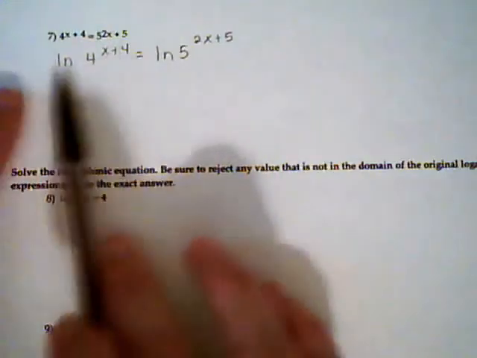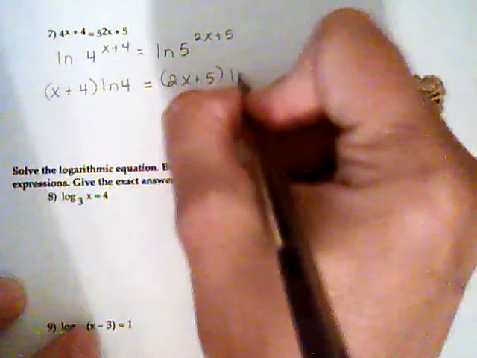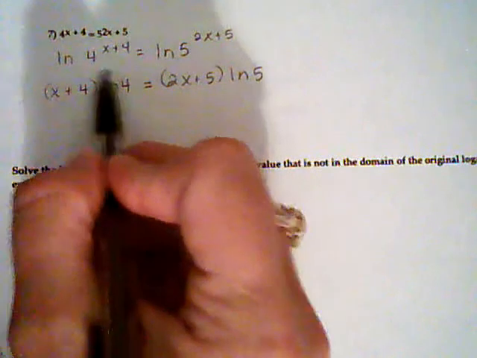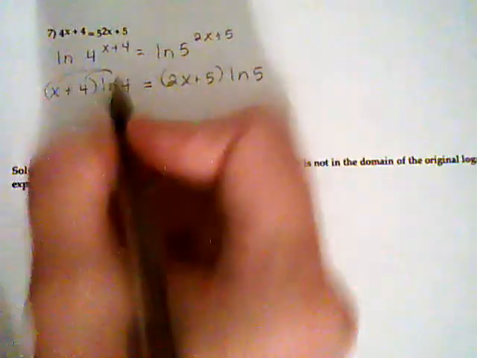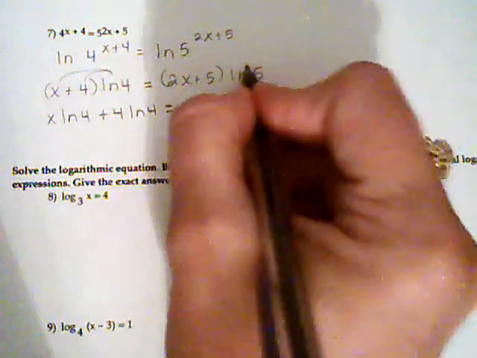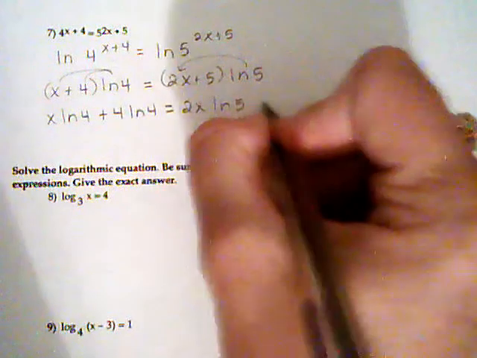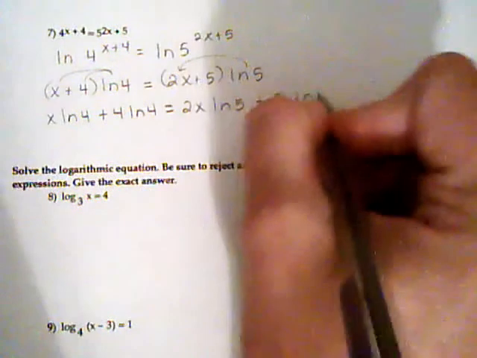So if I carry down my exponent using the power rule, I would have x plus 4 times the natural log of 4 equals 2x plus 5 times the natural log of 5. What I'm actually going to do is keep the natural log written in this form and distribute. So I would have x times the natural log of 4 plus 4 times the natural log of 4. Do the same thing here. I would have 2x times the natural log of 5 plus 5 times the natural log of 5.